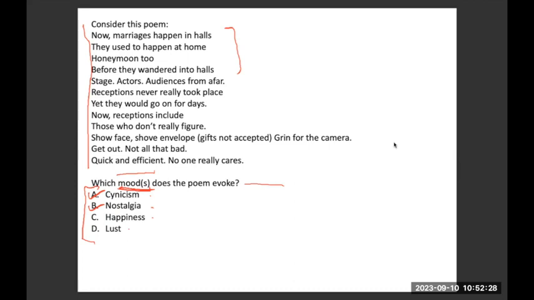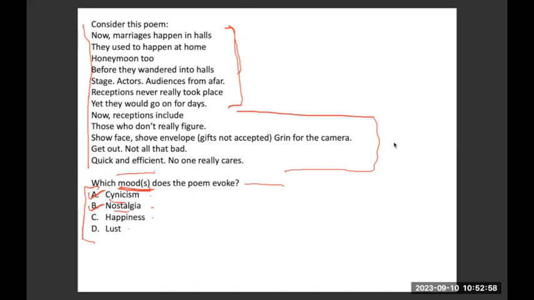Now reception includes those who don't really figure. Show face, show envelope, grin for the camera, get out, not all that bad, quick and efficient, no one really cares. The last part, which is provided here, shows the mood of criticism. So far, that much shows nostalgia. So it is a showcase of cynicism as well as nostalgia, what it was versus what it is right now.